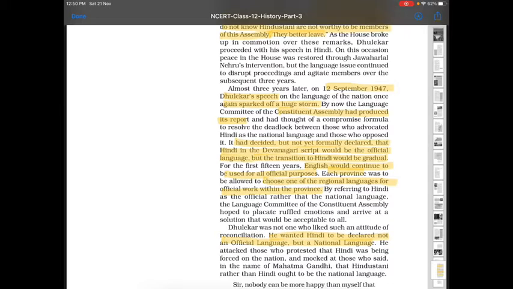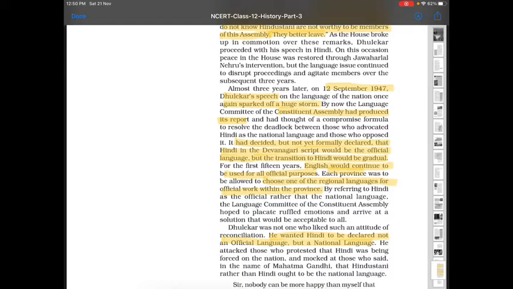So Hindi in the Devanagari script would be used as the official language, but this was not formally declared, and it was believed that this would be a gradual transition. This would not be an immediate transition, but a gradual one.